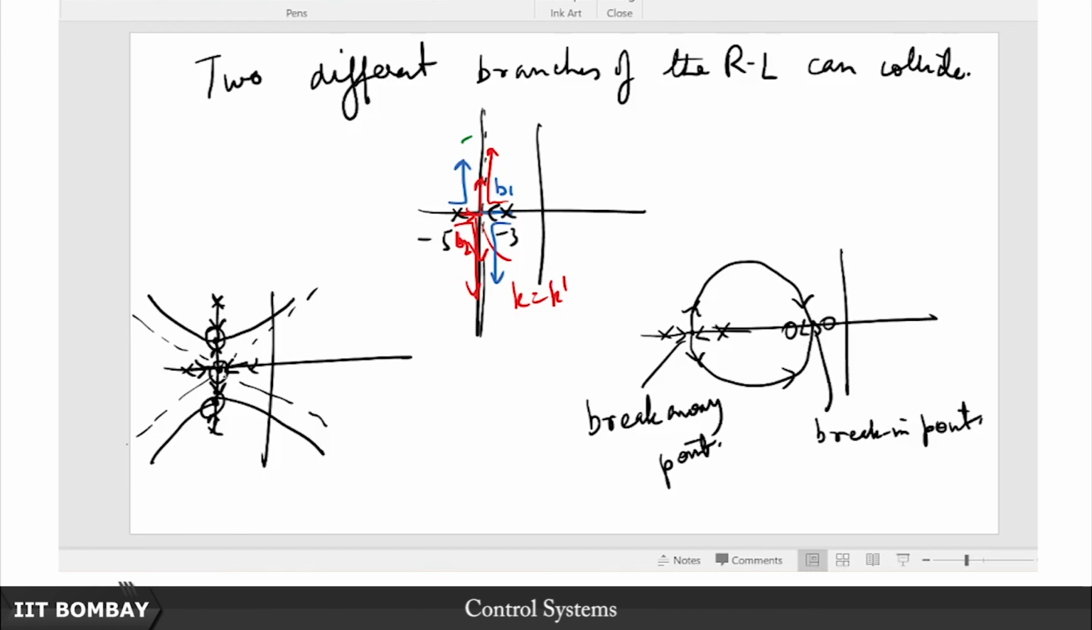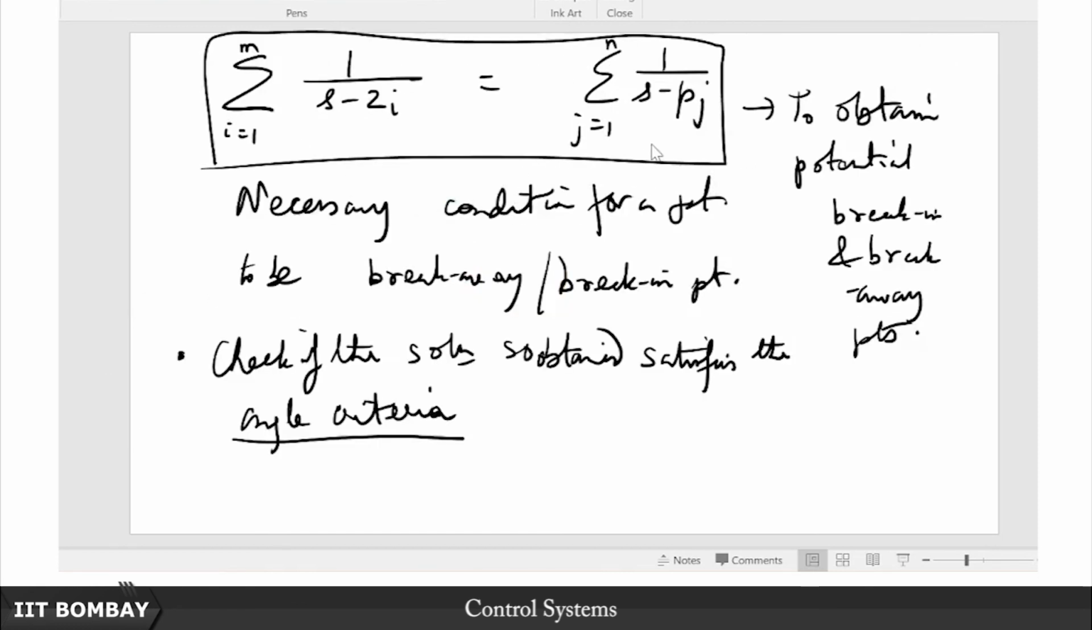There is no reason to suspect that these branches of the root loci can only collide on the real axis. They can collide anywhere on the complex plane, provided it is a legitimate point on the root locus. And this equation will therefore give you all such points and more possibly. Because it gives you more points than the potential breakaway and break-in points, you have to check each and every solution of this equation. You have to verify that it indeed satisfies this angle criteria. If it doesn't satisfy this angle criteria, even if it satisfies this equation, it's still not a breakaway or a break-in point.